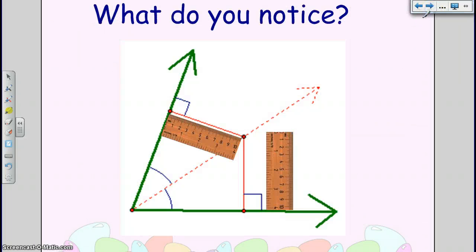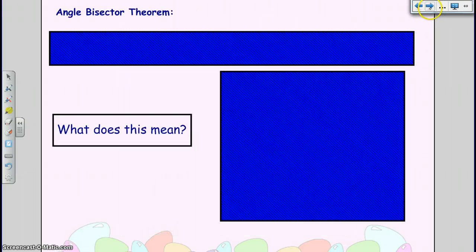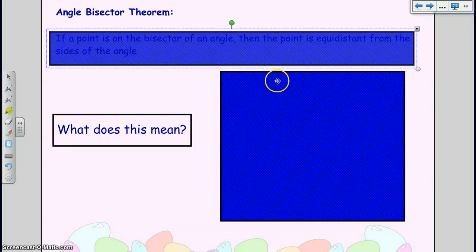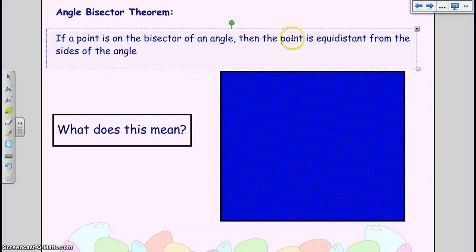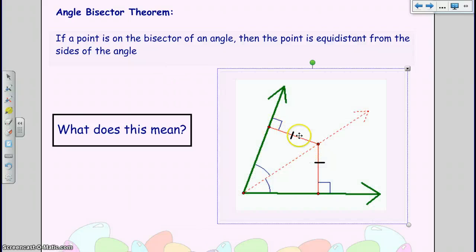Okay. What do you notice? Well, this right here is 10, and I'm almost positive from here to here is 10. So what does this mean? If a point is on the bisector of an angle, then the point is equidistant from the sides of the angle. So remember, this is the same distance here. Doesn't that make sense? If this was a triangle, right? And we know that this angle is equal to this angle, so that means this angle is across from this side. This side has to be congruent to this side.